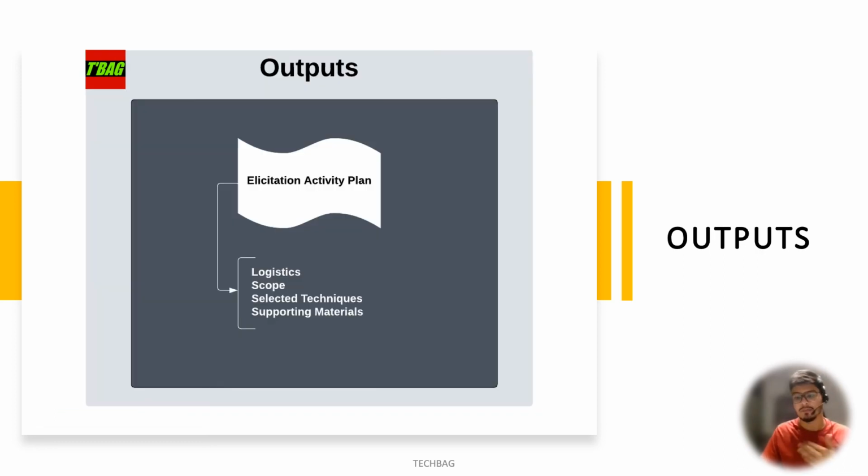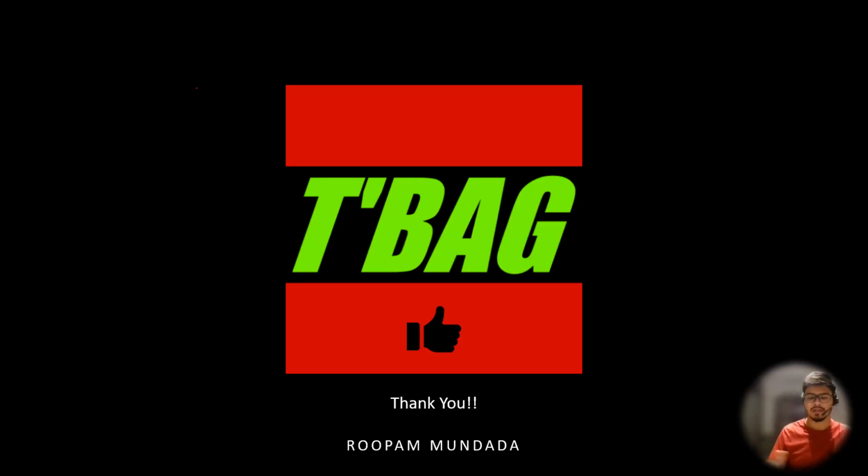What happens when you prepare for the elicitation is you get an elicitation activity plan. That is, you now have a plan ready, and you're ready for conducting an elicitation, and this will be an input for that. So you are ready with your logistics, what you will be using, and what your scope is. You have understood the scope of elicitation, you have selected the appropriate technique, and you have already secured and collected all the supporting materials. Now you're ready to go and conduct the elicitation. So that's all about preparing for elicitation.